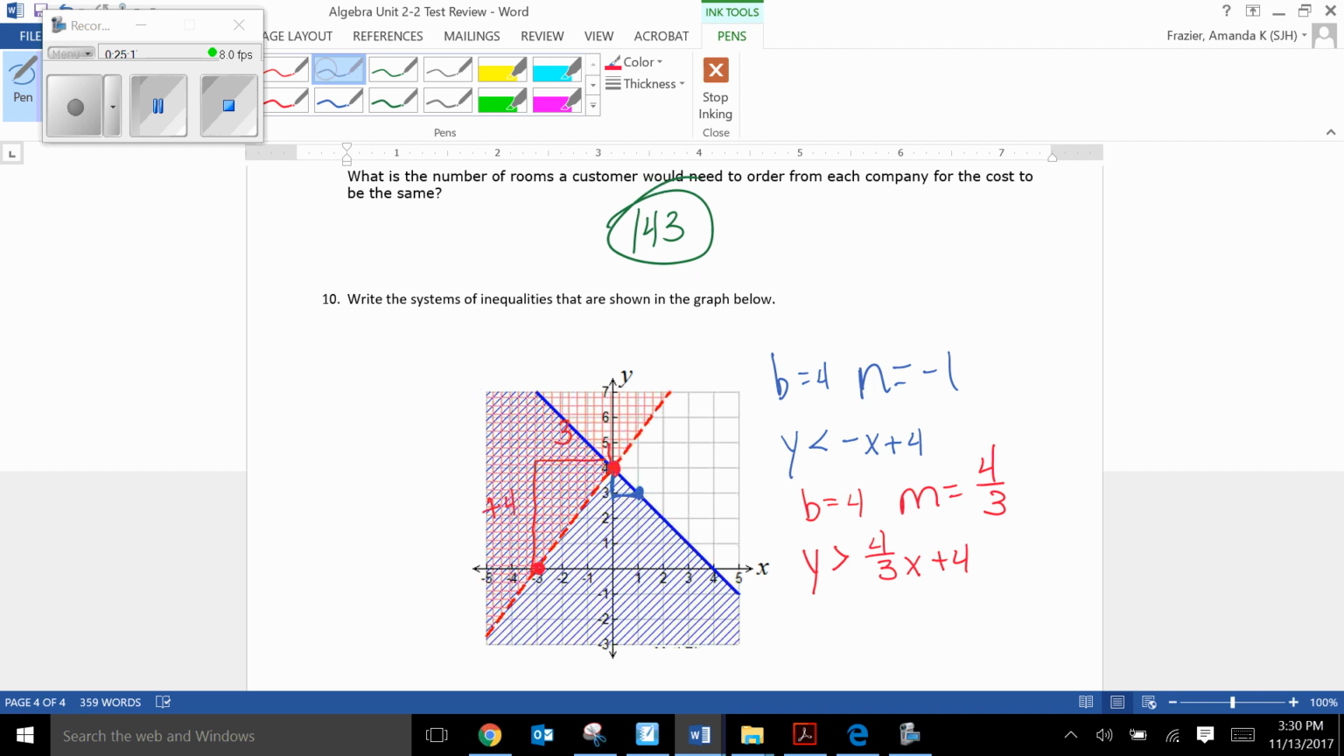I need to make one edit. This one should be less than or equal to, since it was a solid line. And that can give you some really big keys on a test to eliminate some choices if we don't have the correct signs.